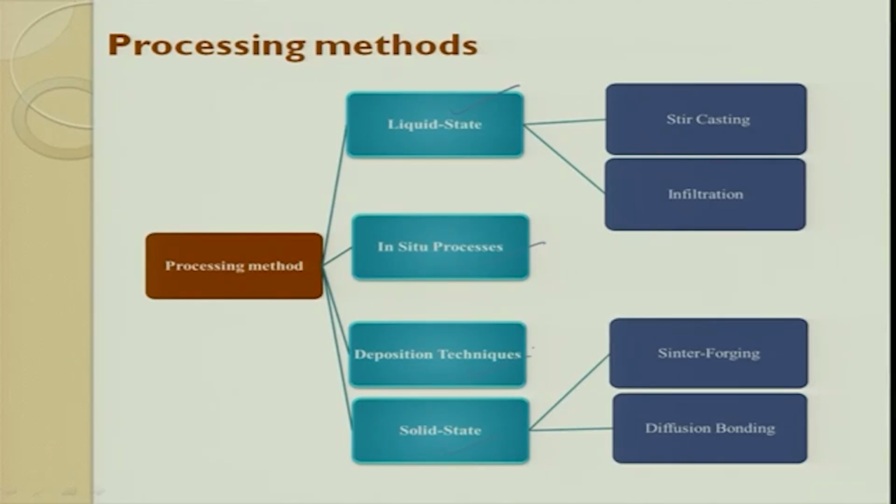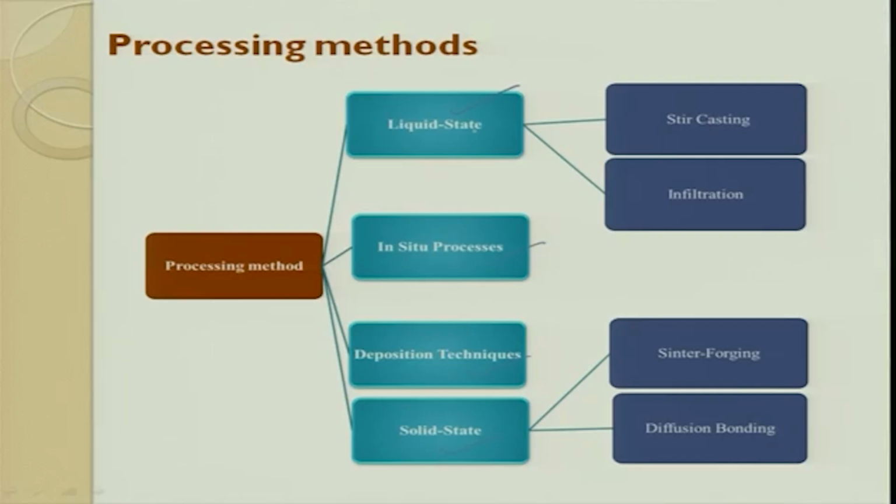In liquid state, the metal or alloy is converted into a liquid metal or liquid alloy. Then this liquid alloy is poured onto the ceramic, or the ceramic is added to the liquid state of the metal, and then finally we cast it to get the required product out. Those processes are called liquid state processes.